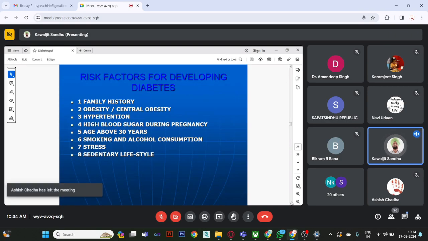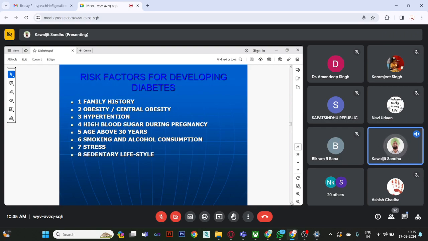Hypertension is also very common. Those with diabetes sometimes also have hypertension. Those with hypertension develop diabetes later on. For age above 30 years, one should go for regular testing at least once a year and monitor if there is any change in blood glucose level. If there is any change, lifestyle modifications can be helpful.